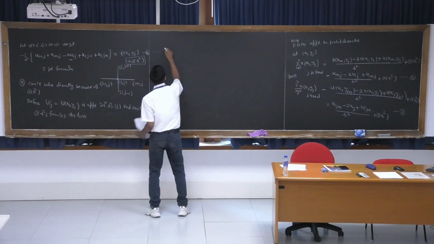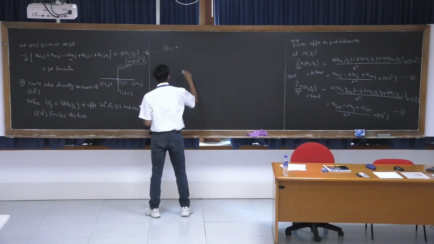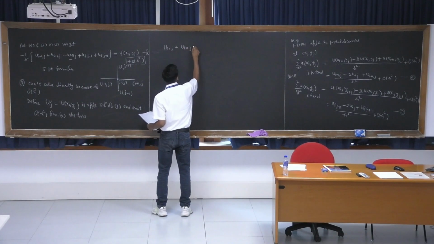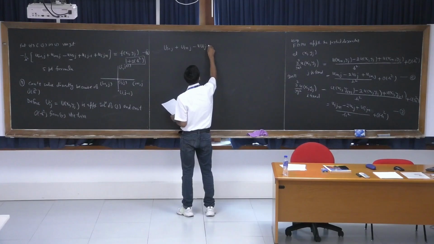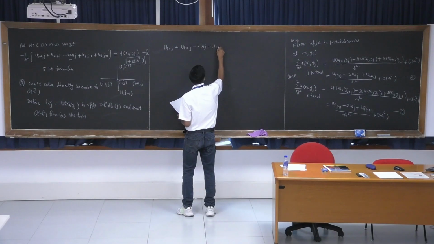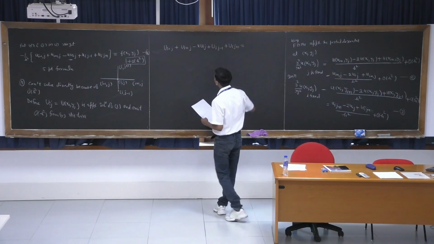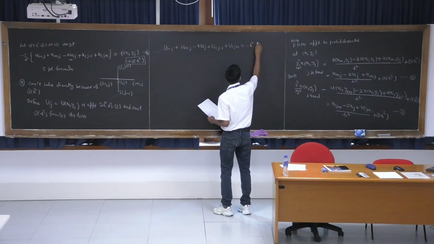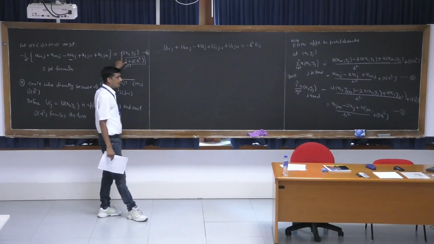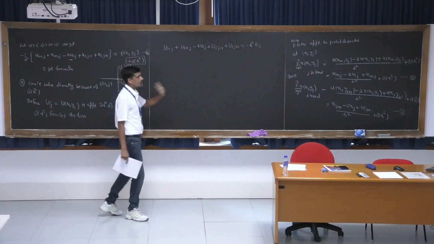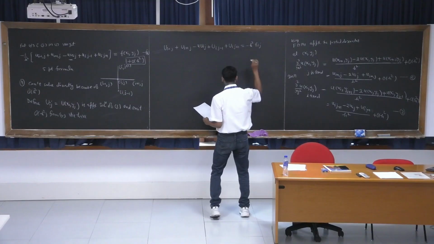Okay, so this becomes capital U i minus 1 j plus U i plus 1 j minus 4 Uij plus Uij minus 1 plus Uij plus 1 is equal to minus h square f of this. I am saying this as Fij, means f of xi and yj. This is fine.